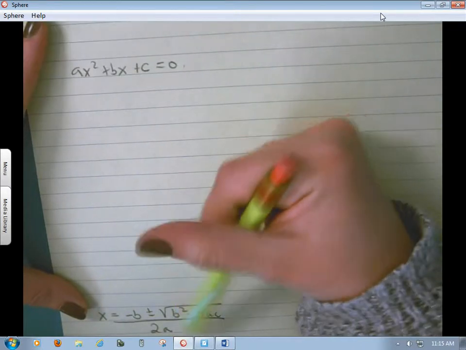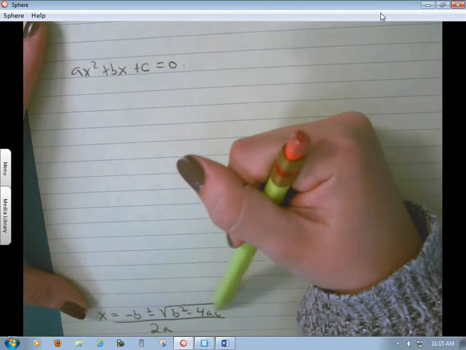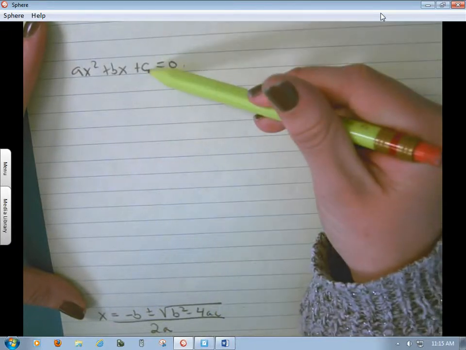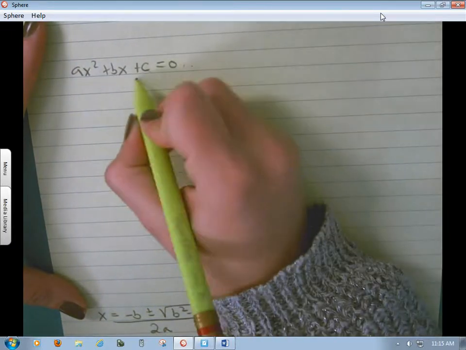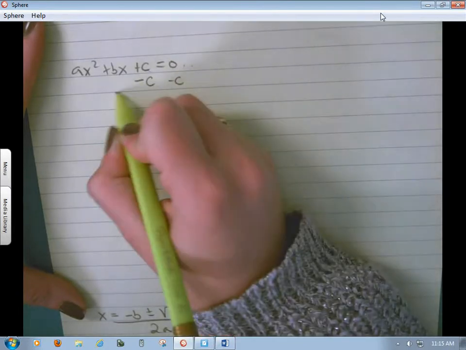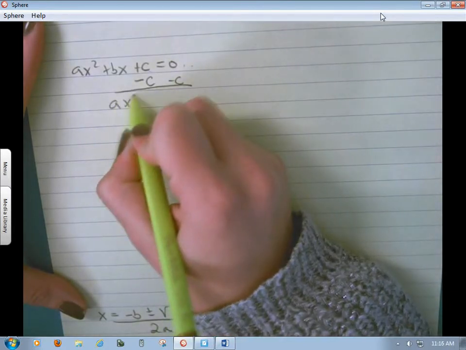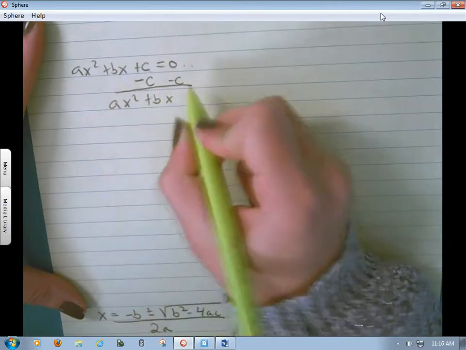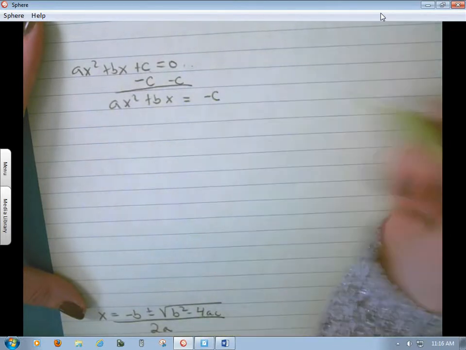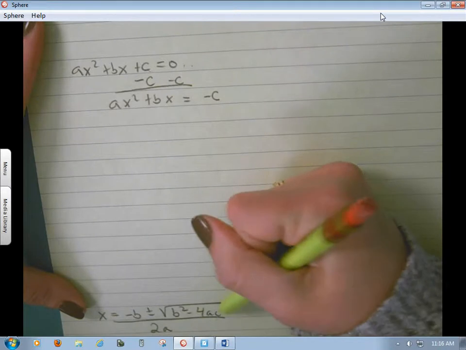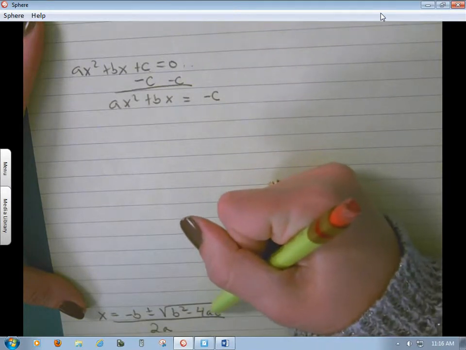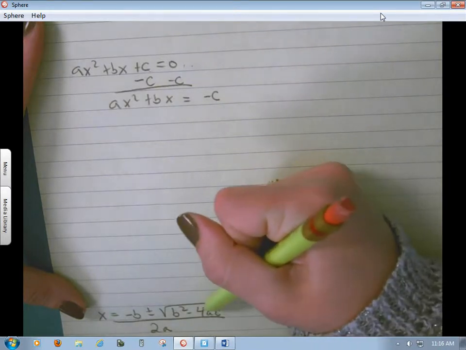Well, the furthest thing over to the right is this C. So I need to get this C from the left to the right. So that's the first thing I'm going to do, subtract C on both sides. Okay. Now, the next thing next to my C is my 4a.